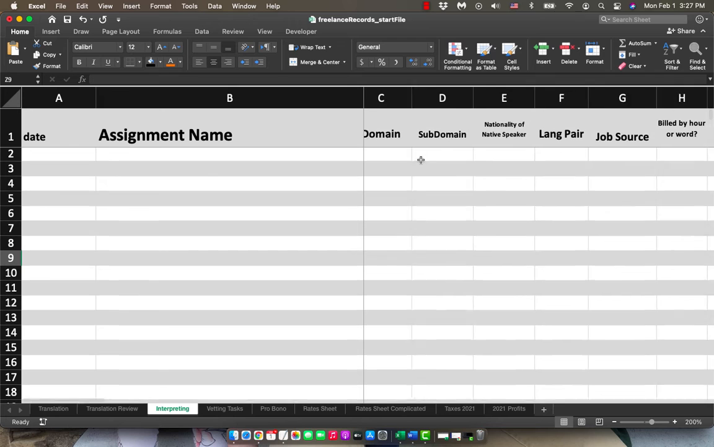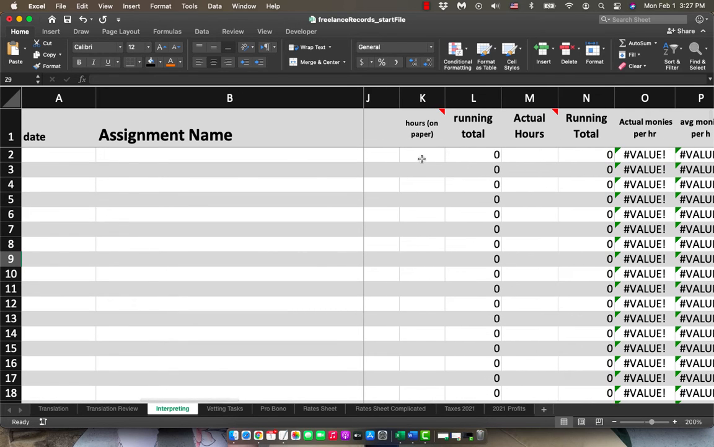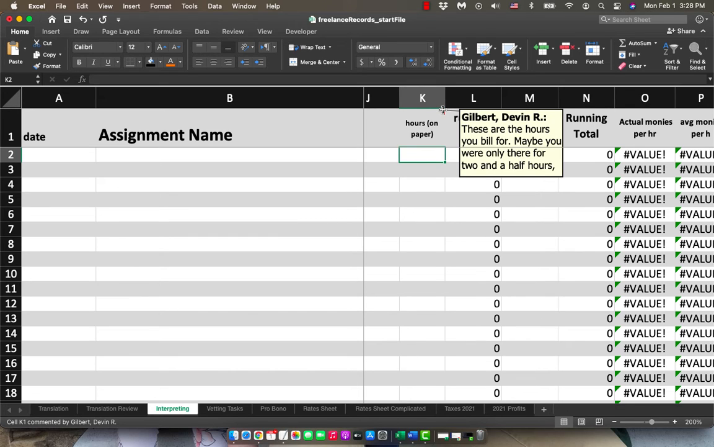Everything is the same, the way I keep records for interpreting, except I have hours on paper and actual hours. Hours on paper is how many hours I bill them for. You can be on an interpreting assignment for 3 hours, but bill for a half day for 4, for example. Or you can be there for 1.5 hours, 30 minutes, but round up when you bill. That's the policy at a lot of places, and you can make it your policy as a contractor.